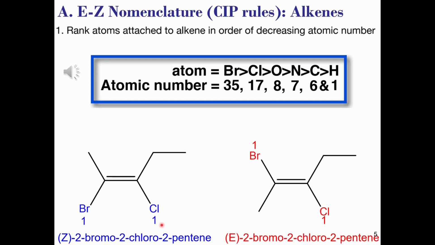Now that then means we can make an assignment for this particular alkene. It's Z because both of the highest priority groups are on the same side, and the Z comes from the German word zusammen, which means together. When we look at the other example, the highest priority groups, this is still the bromine and the chlorine, are on the opposite side of the double bond, and this forms the E nomenclature. E comes from the German word entgegen, which means opposite.